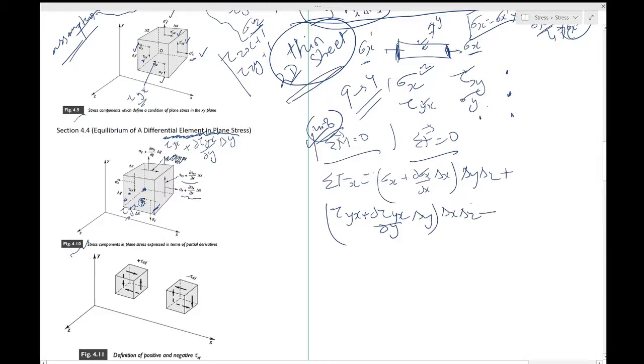And then in the negative x direction, what are the forces? One is sigma x itself, sigma x delta y into delta z, that makes this the force, minus tau yx delta x into delta z, equal to 0.